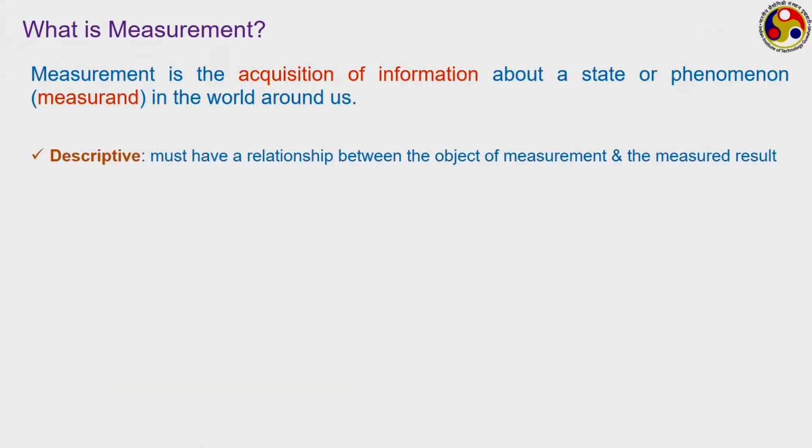Measurement primarily has to satisfy three conditions. The first one is descriptive, meaning there has to be some kind of relationship between the object of measurement and the measured result. Okay, before describing this, let me give you some examples about this measurement. Your measurement can be anything. There is a huge variety of measurement that we can have depending upon what kind of applications we are talking about. Like in different industrial applications, you can encounter the measurement of several very common scientific factors like temperature, pressure, force, stress, strain, etc.